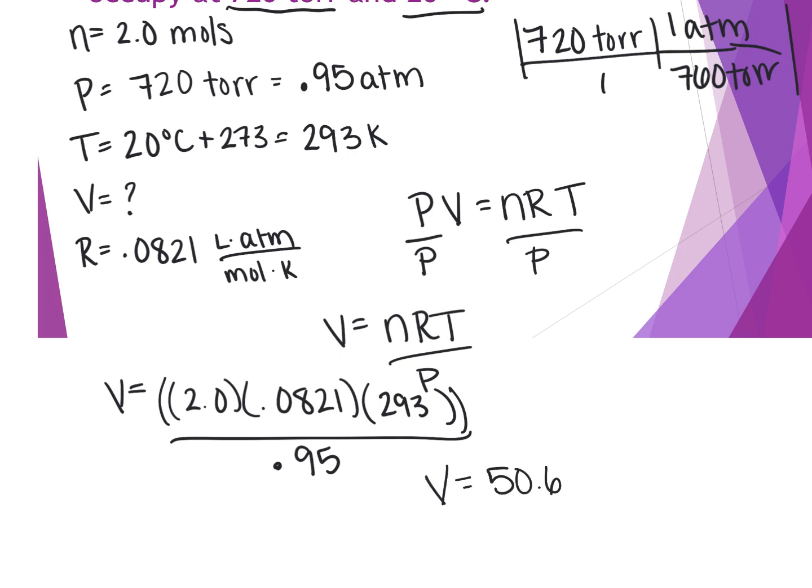Is that it? 50.6. Finally, sig figs. How many sig figs? 2. Is there any number with less than 2 up there? So what should we round that to? And what's your unit? If you are unsure, you're going to go back to this R value. So what's your unit for volume in R? Liters.